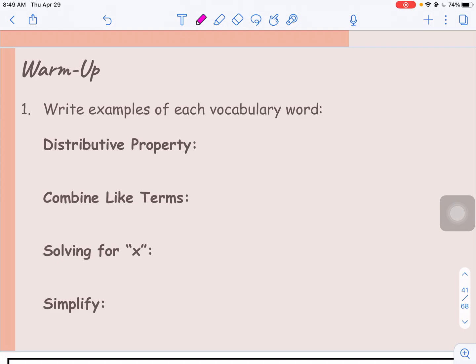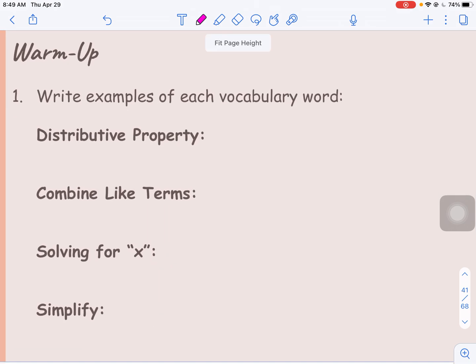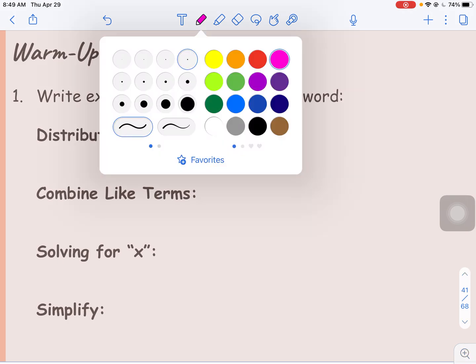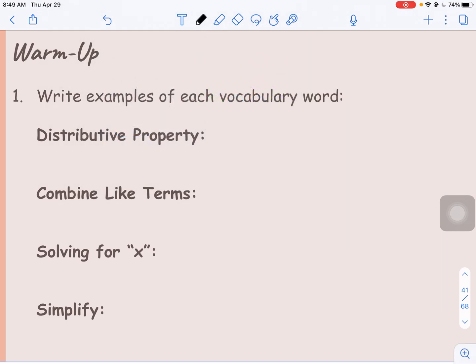We're going to start today by going through the warm-up. So the first step for the warm-up today is you are supposed to write examples of each vocabulary word. So you might have done your own examples, that's okay. If you couldn't think of an example, I'm going to show you a few right now.